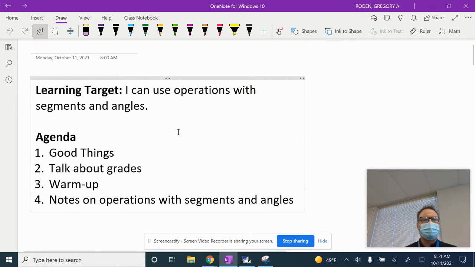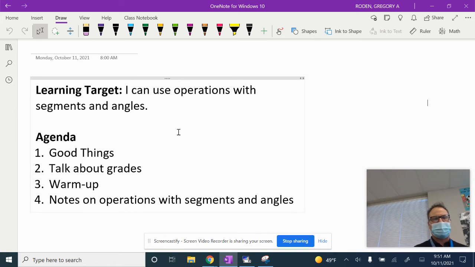And our learning. Okay, so write down this learning target today. Get ready to take some notes. Geometry is very note heavy. But I will tell you this, when we take a geometry test, you're going to want to use your notes. Most likely, I'll give you a note card. So you want to get information from your notes into your note card. So you want to take good notes in geometry because there's just so much stuff to remember.